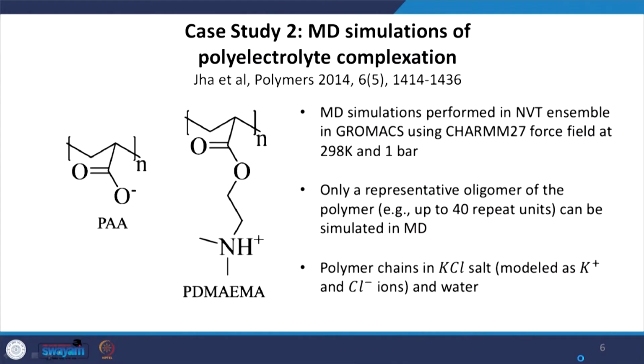So, we now proceed to our next example, that is a study of polyelectrolyte complexation. In this case we are again working with plus and minus ions, but now they are polyions, that is, a polymer containing a negative charge and a polymer containing a positive charge. By the way, this is a separate paper from the earlier paper.